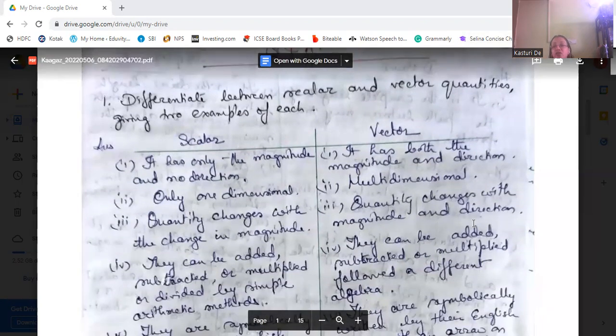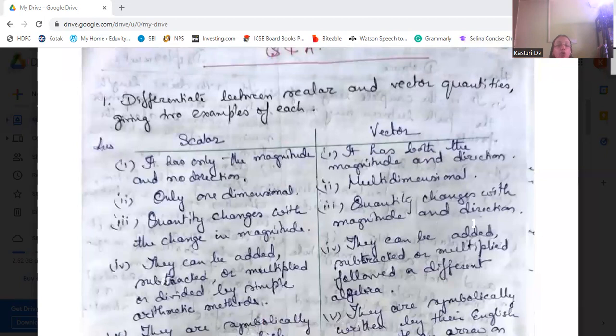First, scalar has only magnitude and no direction, but vector has both magnitude and direction. Scalar is one dimensional, vector is multi-dimensional. Scalar quantities change with the change in magnitude, but vector quantities change with a change in either magnitude or direction. In scalar, if the magnitude changes, then the quantity changes. But in vector, if either the magnitude or the direction changes, then the quantity changes.